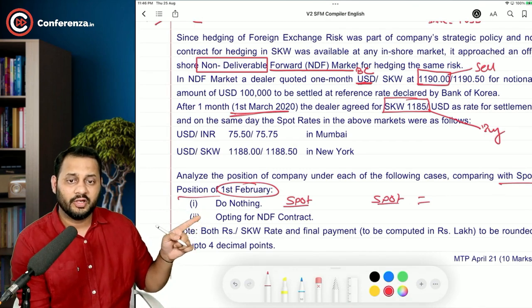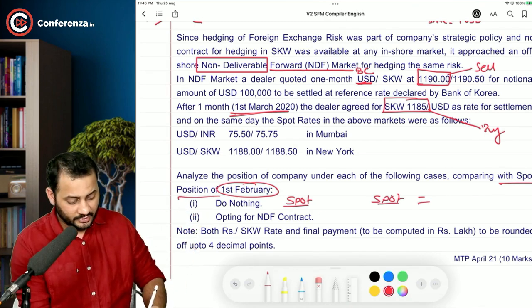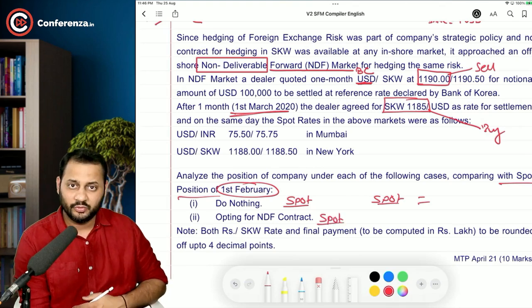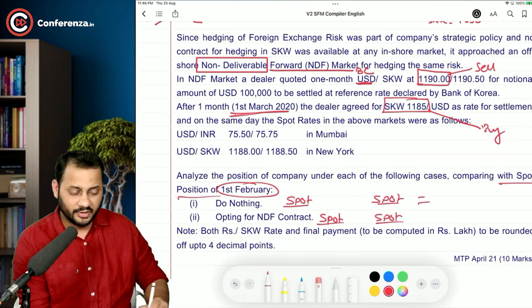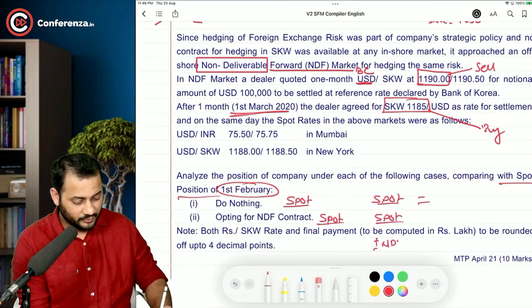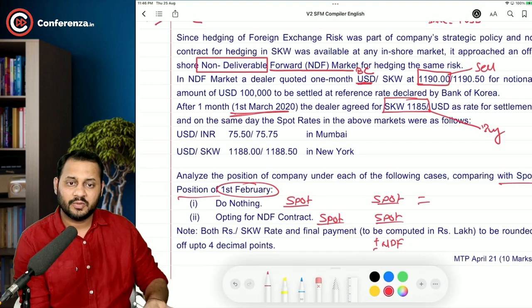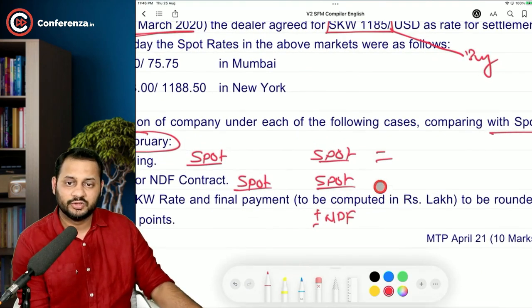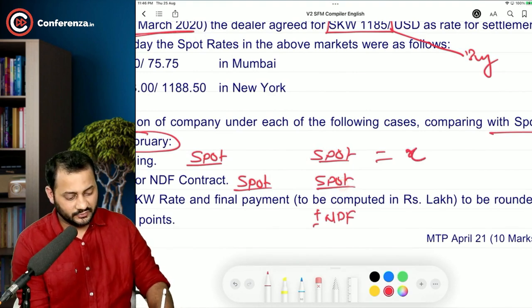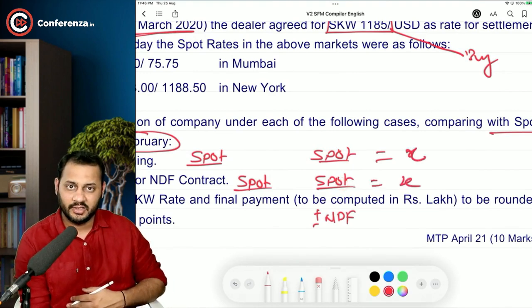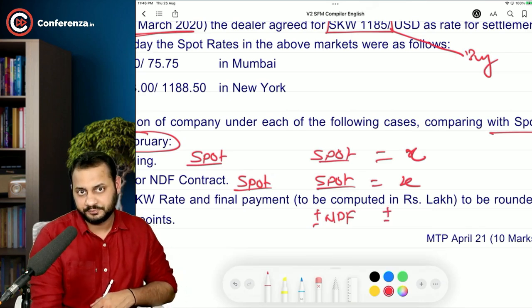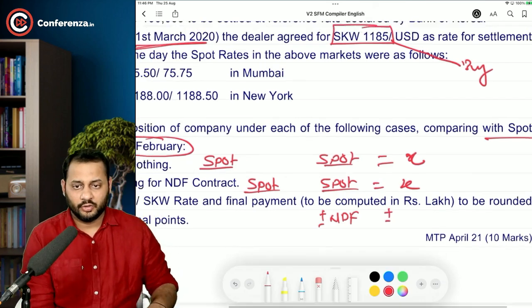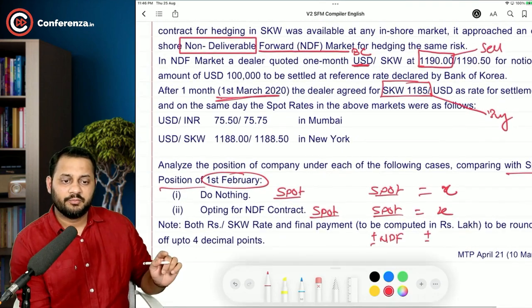But if you opt for the NDF contract, you will calculate the cash outflow at today's spot rate because the question is asking you, and then do it for tomorrow's spot rate plus or minus whatever is the profit in the NDF contract. So practically speaking, this question has two things common: the spot rates. Whatever this cash flow is, let's say X, it will be repeated here plus or minus whatever is the profit or loss of the NDF contract. Simple. These things have to be kept in mind.